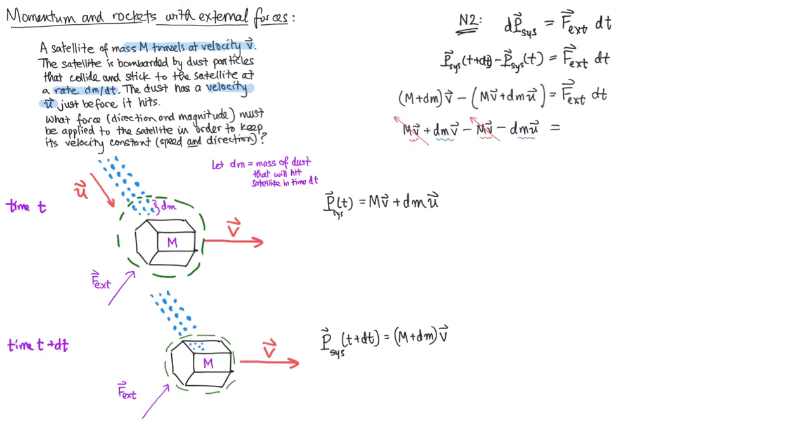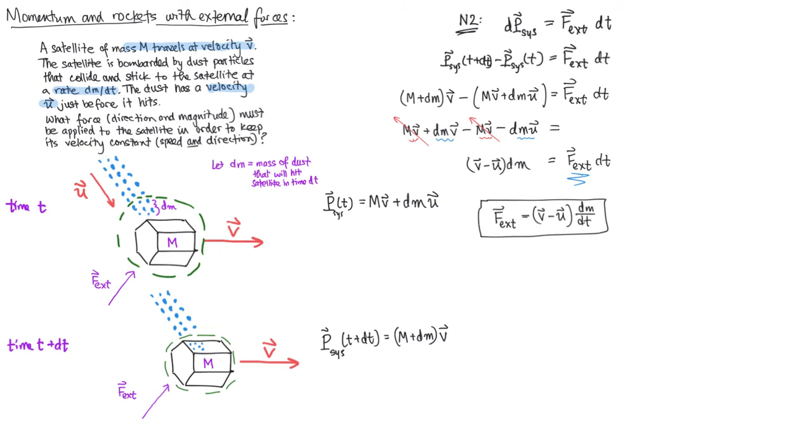We bring that over. We have two terms, mv and minus mv, so those are going to cancel. Then we'll have a dm v and a dm u with opposite sign, so we can factor out that dm to simplify the problem, and we'll bring down the right-hand side unchanged, F external dt. Remember, we're trying to find the external force that we need to apply such that the velocity is constant. So we just solve for F external, and we find the following expression.